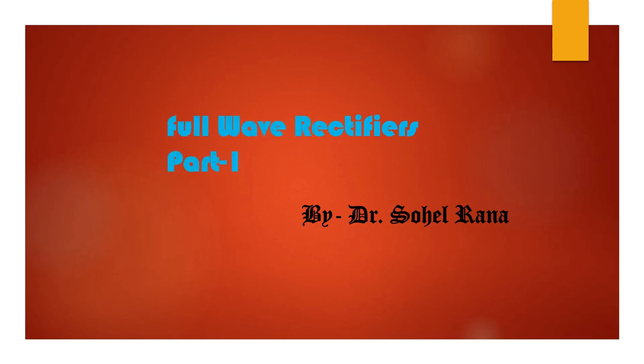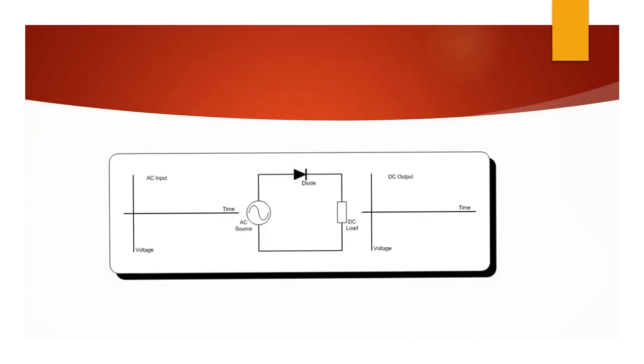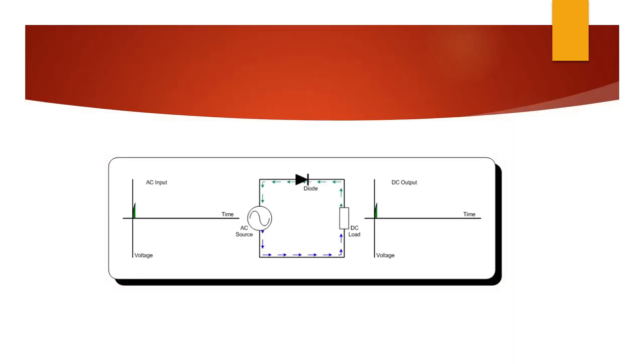Today we are going to discuss full wave rectifiers. In the previous two parts we have seen the half wave rectifier. In that we have also seen that in a half wave rectifier the AC input gets converted into DC output with half efficiency. The efficiency of the half wave rectifier was 40.1%.